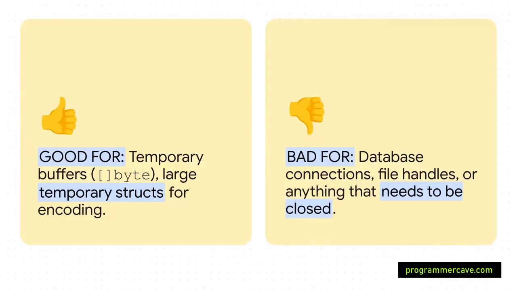So, what's a good candidate for a pool? Think about things that are temporary and get created a lot, especially in high-traffic code. Things like byte buffers for network I/O, or maybe a big struct that you use for encoding and decoding JSON. And what's a bad candidate? Absolutely anything that holds a critical resource or needs to be closed properly. Never, ever put things like database connections or open file handles in a pool. The pool offers no guarantees about their life cycle, and that's a recipe for disaster.